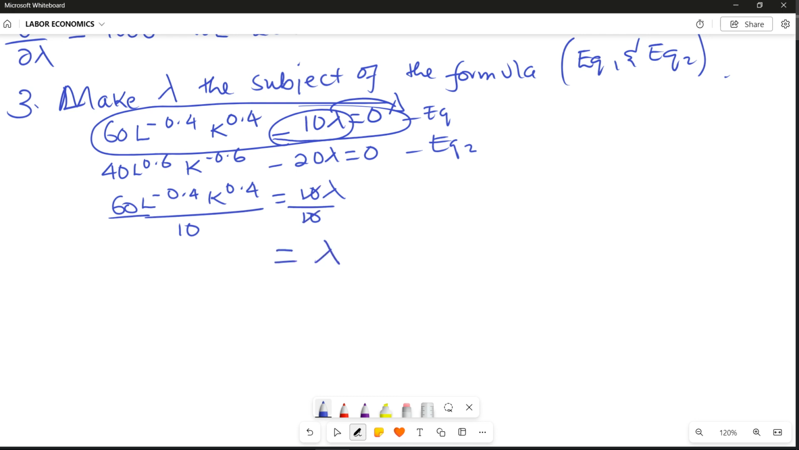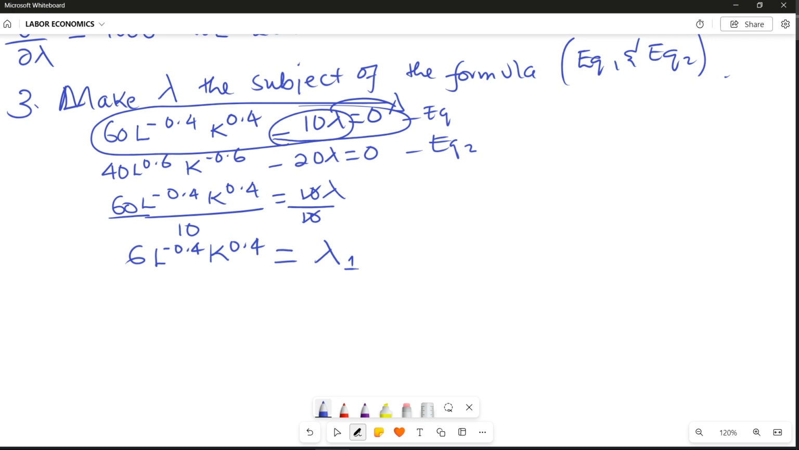Now on the left we can divide the 6 and the 10. So 10 into 60 is 6 times. So I've got 6 L to the power minus 0.4 K to the power 0.4, like that. So this is our first lambda from equation 1. How is that?